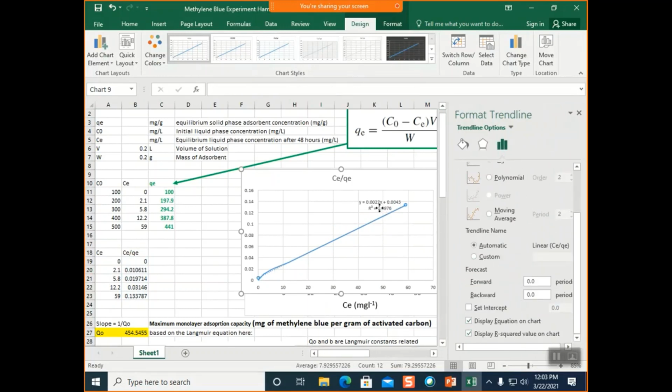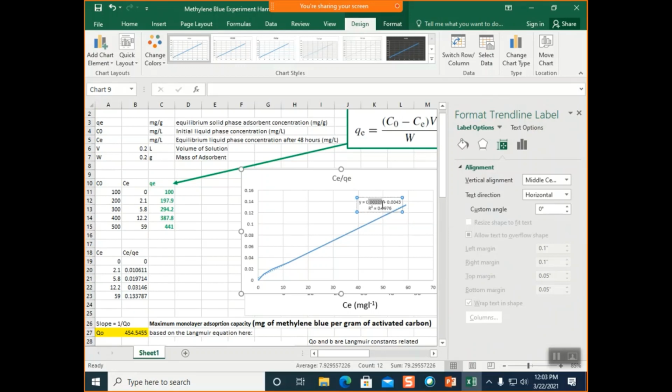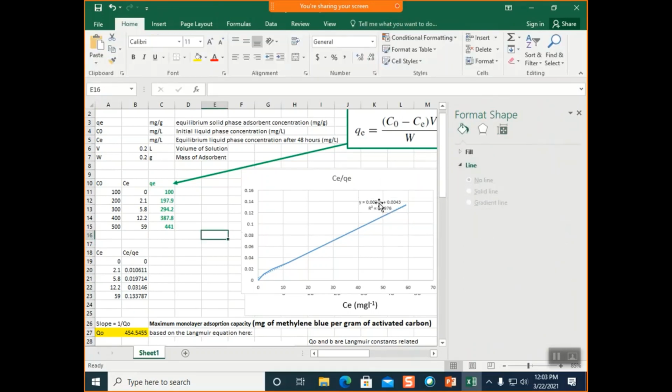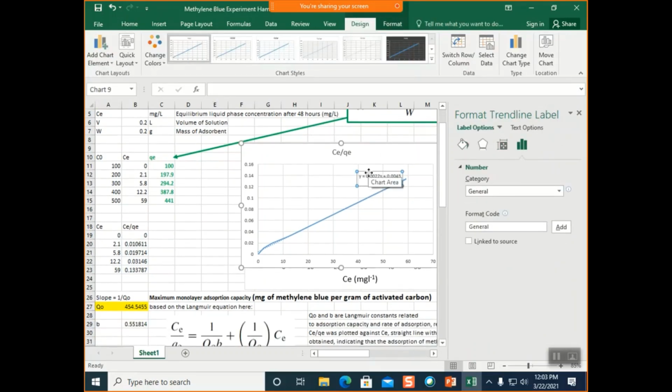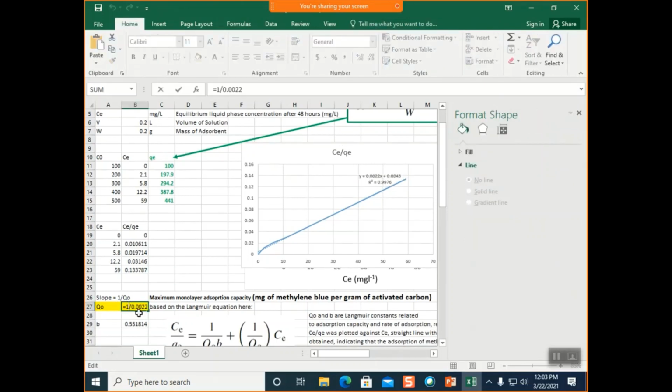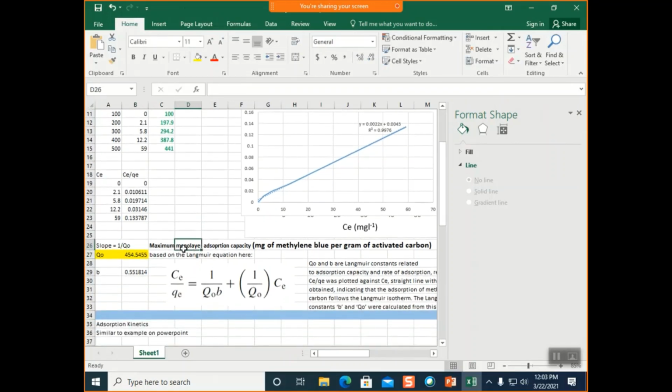That's a really good R squared value. So now we have that slope we were looking at. But that's not the real Q naught. Q naught is 1 over that number. So we can type that in here. 1 divided by 0.0022. There we go. That's our maximum monolayer adsorption capacity based on this Langmuir equation. And now we have our Q naught value.